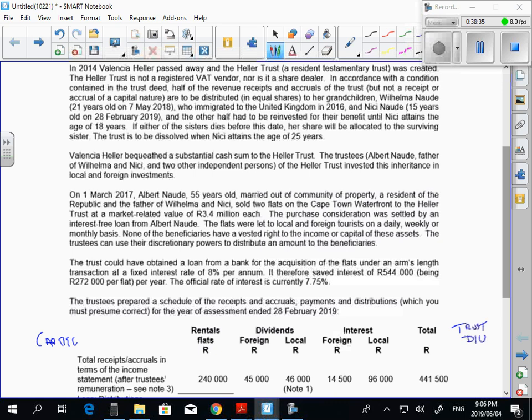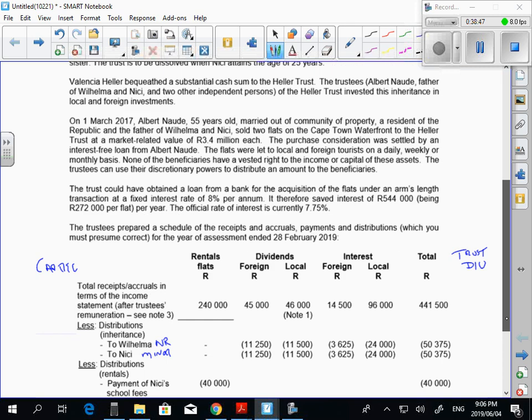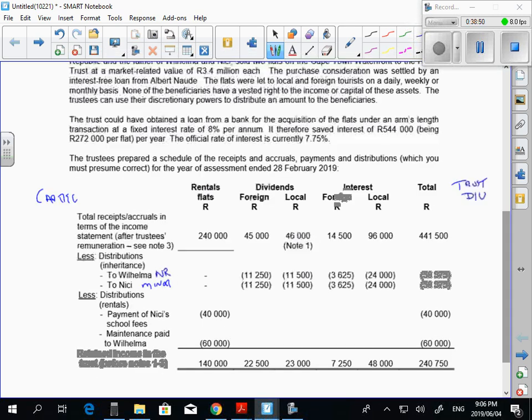So it says, Valicia Heller bequeathed a substantial cash sum. The trustees, Albert, father of Wilhelmina and Nikki, and two other independent persons invested this inheritance in local and foreign investments. Now, I need you to understand something, guys. Is there trustees' remuneration in here? They've actually modified it. Okay, so it says after trustees' remuneration. See note 3. We'll get onto that now.